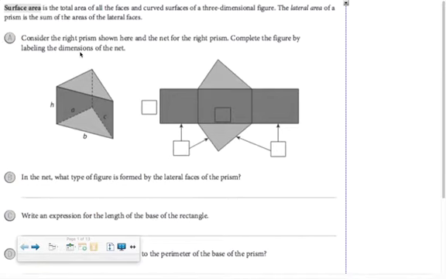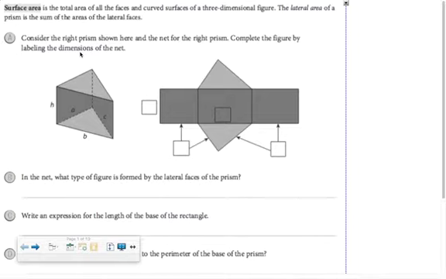In this module, we're looking at finding the surface areas of three-dimensional figures. Surface area is defined as the area of all of the surfaces. Makes sense? So in this explore, we're taking the net of this right prism and trying to come up with a formula based on what it folds out to look like.